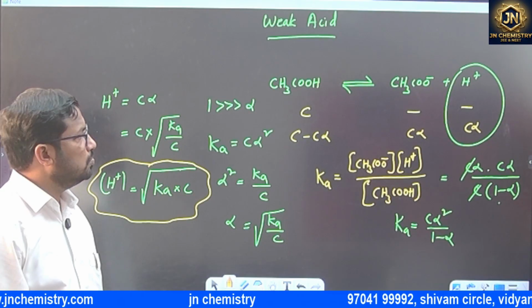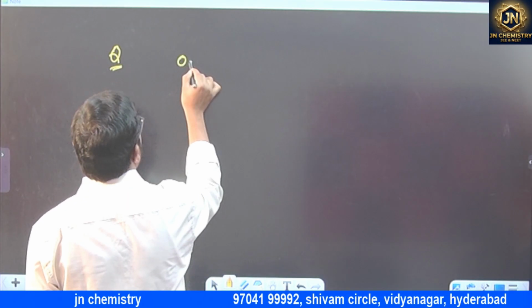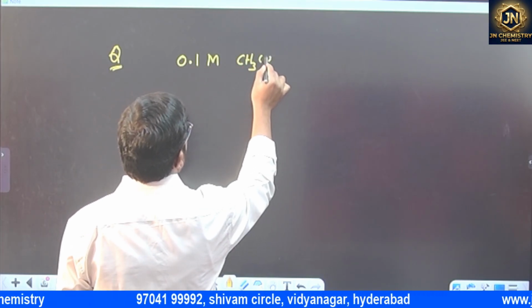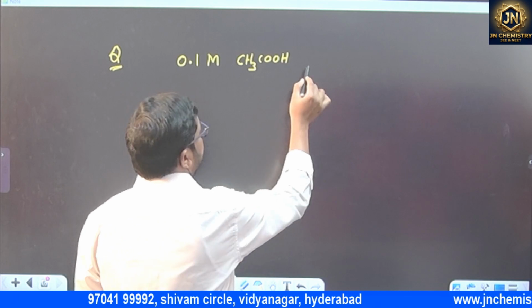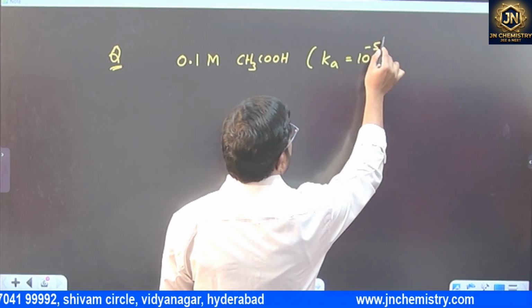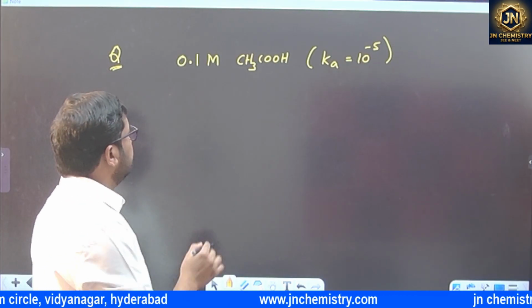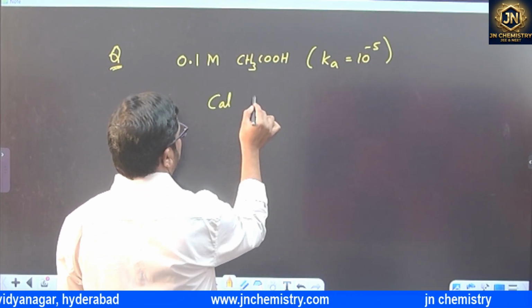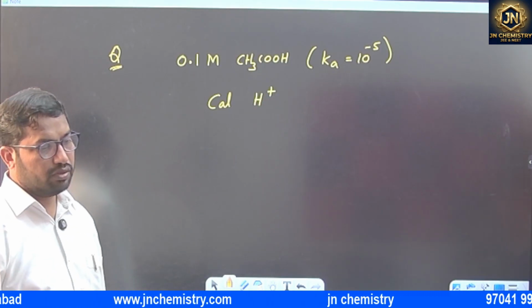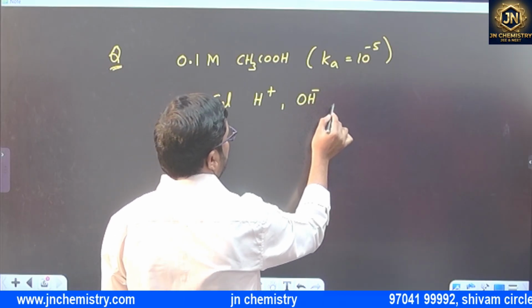Okay, so write a question. 0.1 molar CH3COOH. Ka is given as 10 to the power of -5. Calculate H plus, OH minus and pH.